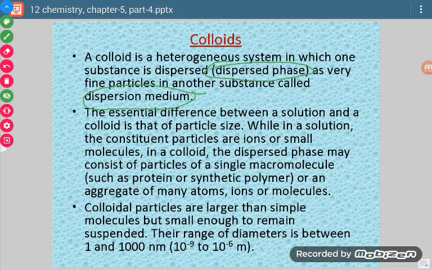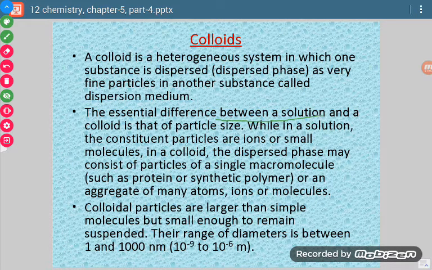Okay, so colloid is such a heterogeneous system in which one substance is dispersed, which is called the dispersed phase, and it is dispersed in another substance. That other substance is called the dispersion medium. Okay, now what is the difference between a solution and a colloid?